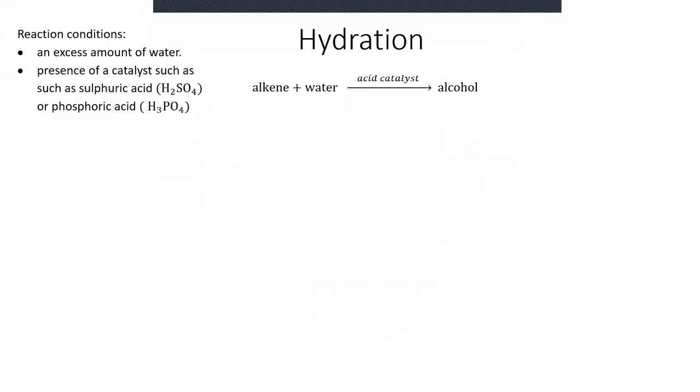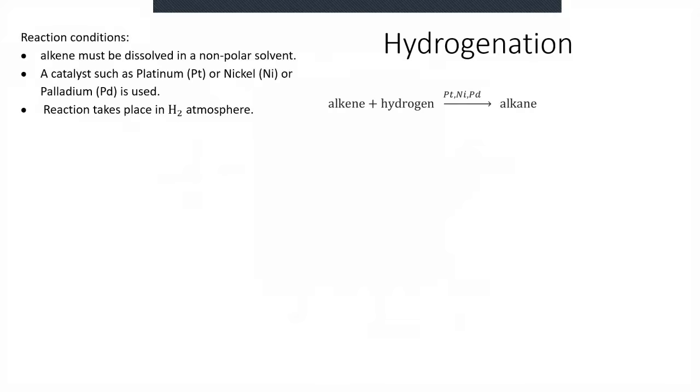So that's hydration. Let's go to the next one. Hydrogenation. Hydrogenation is another example of an addition reaction. In hydrogenation, you're simply adding a hydrogen to an alkene. Interestingly, when you add hydrogen to an alkene, you form an alkane. I'll put it for you here, and it makes a whole lot of sense. So alkene plus hydrogen gives you alkane.